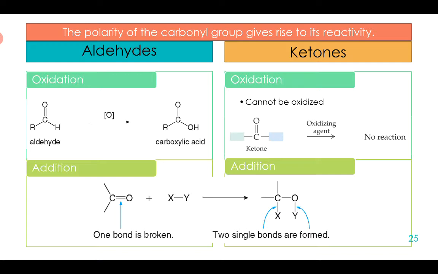Reduction is the opposite process, and we slightly referred to it during our alcohols chapter, but a ketone can be reduced into a secondary alcohol, and an aldehyde can be reduced into a primary alcohol. We can also have additional reactions across our double bond, and we'll get to that in another video.